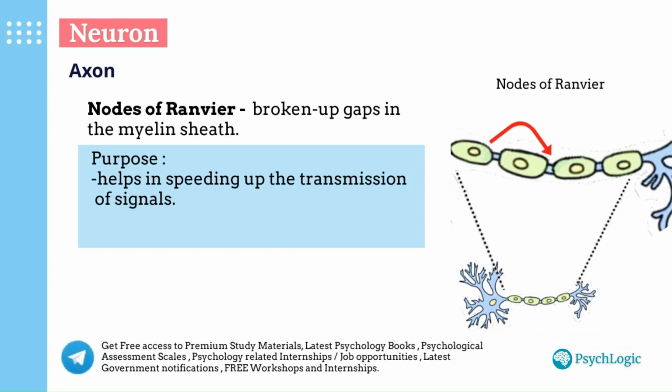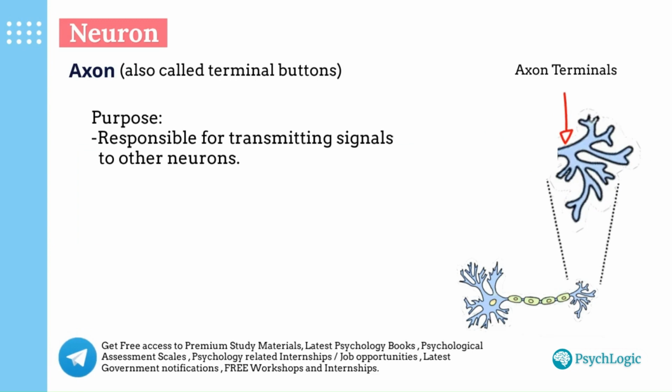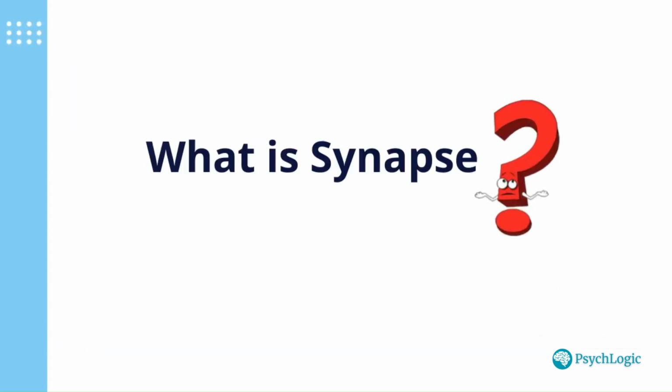Now the last part of the neuron, that is the axon terminals or the terminal buttons. अब इनका काम बहुत ही simple है. इनको जो signals अभी axon से होकर आए हैं इनके पास, वो दूसरे न्यूरॉन तक synapse के थ्रू ट्रांसफर करने हैं. Now, what is this synapse?